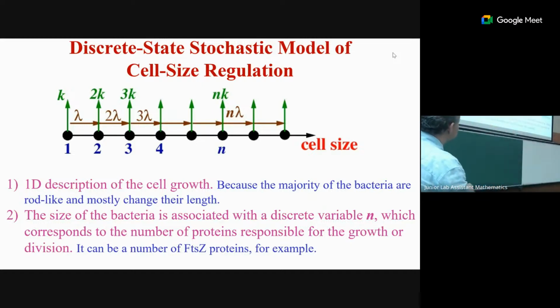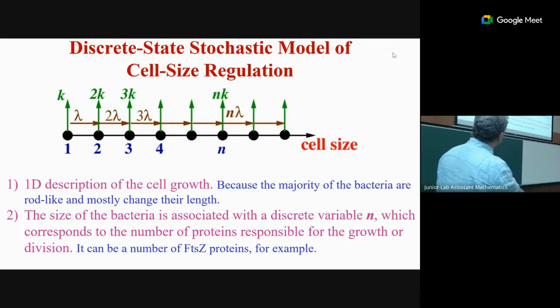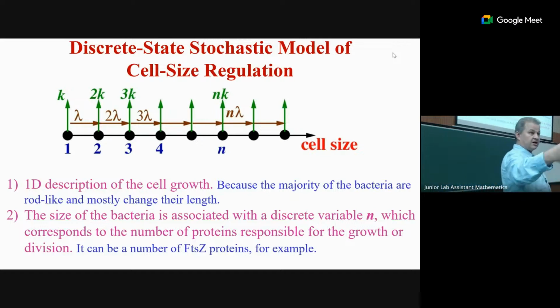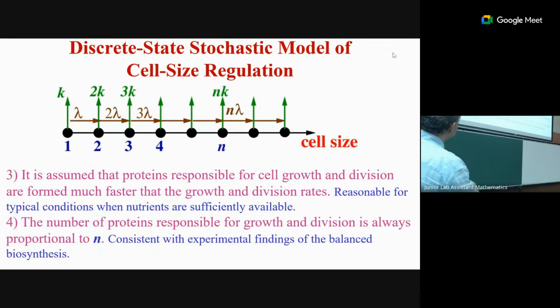You associate the size of the bacteria with some discrete variable, which might correspond to, for example, the number of proteins responsible for growth. In E. coli, the protein called FtsZ is known to be responsible for growth. So it's a discrete variable, but it might correspond to the number of proteins, and simultaneously this number of proteins correlates with the size. So this is, again, a discrete state stochastic model.